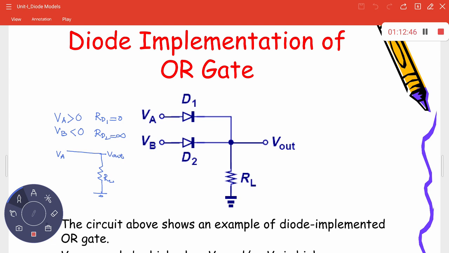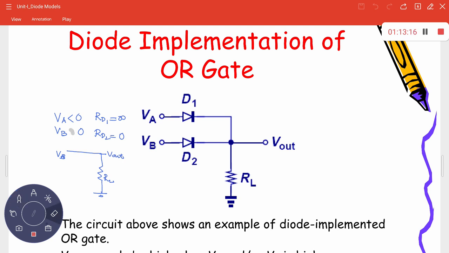On the other hand, if you just change this polarity, something like that, then what happens? In that case, RD2 is equal to 0 and RD1 is equal to infinite. Then this is not equal to VA, rather this is VB.